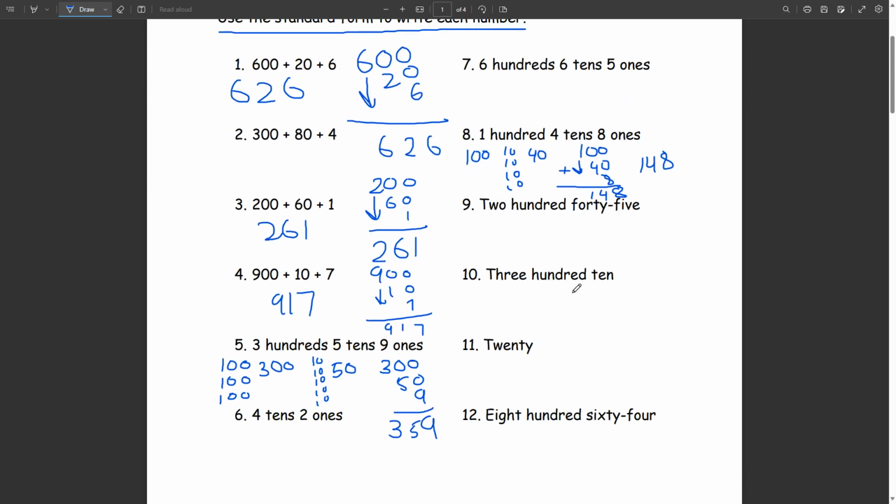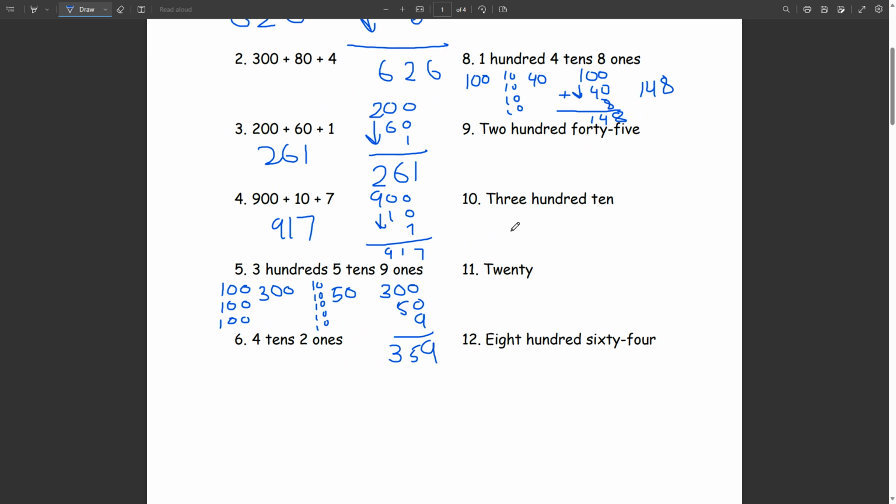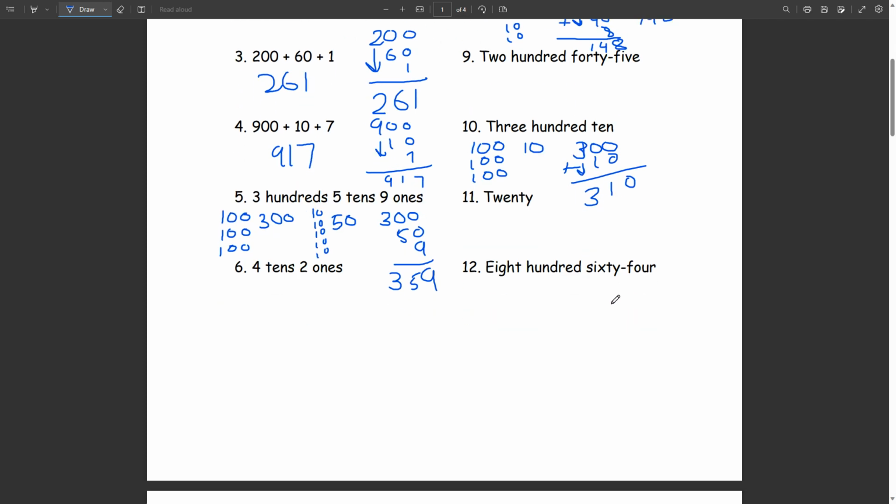Let's skip 9, do 10. So there's 310, right? So 3 hundreds, so 1, 2, 3. Now we just have a singular 10, so it's just this. And there's no single digit number. So 1 plus 1 plus 1 equals 3, and then add the two zeros, and then plus our singular 10. 0 plus 0 equals 0. 0 plus 1 equals 1, drag down the 3 to get 310.